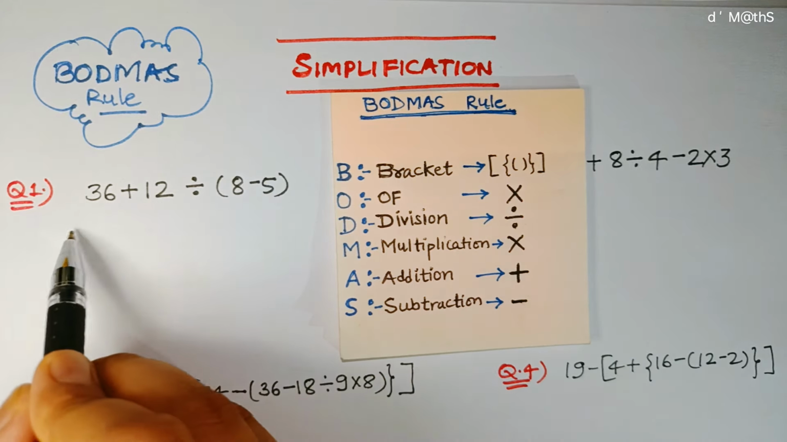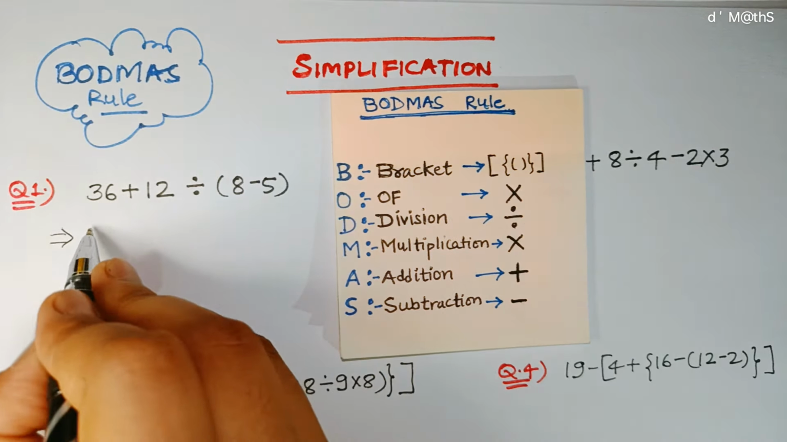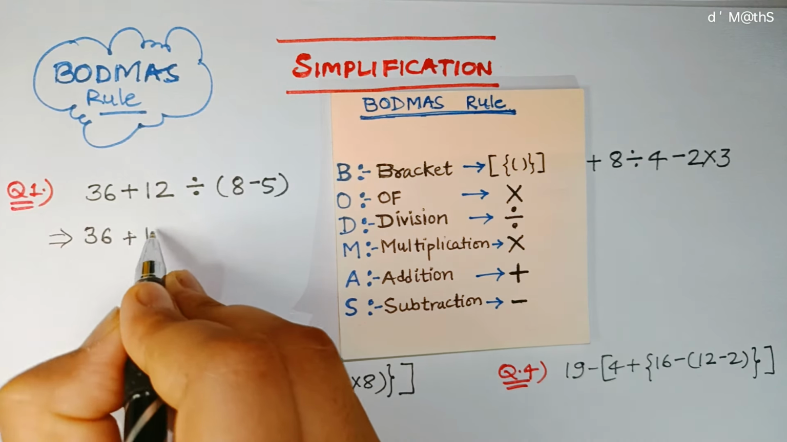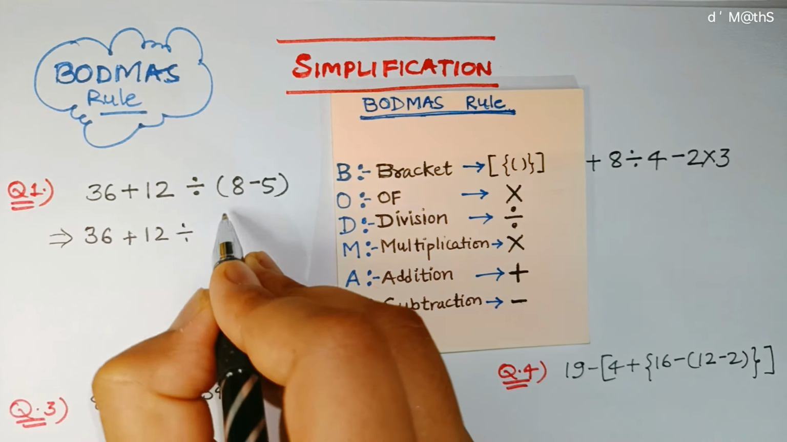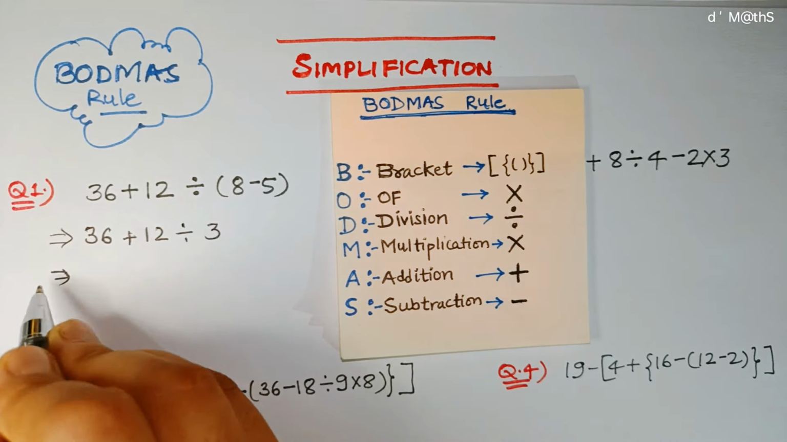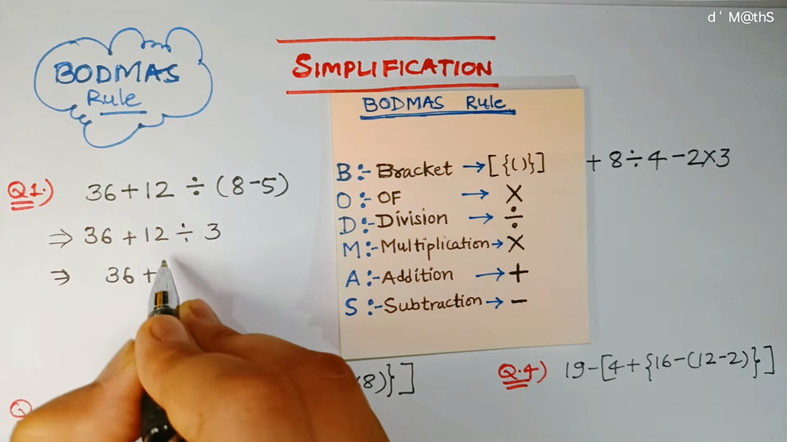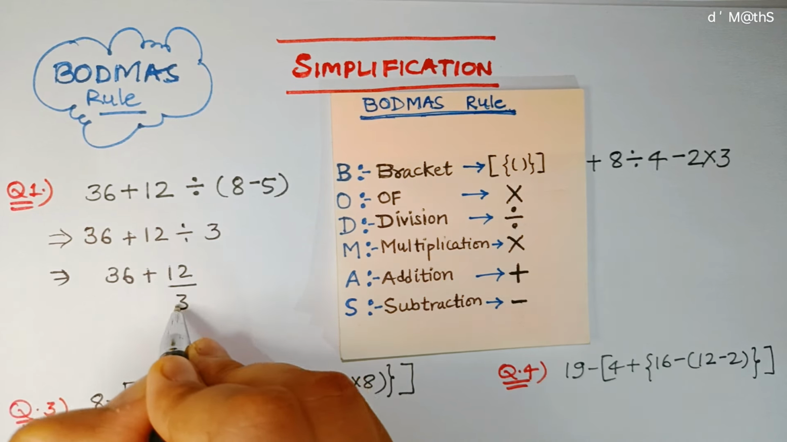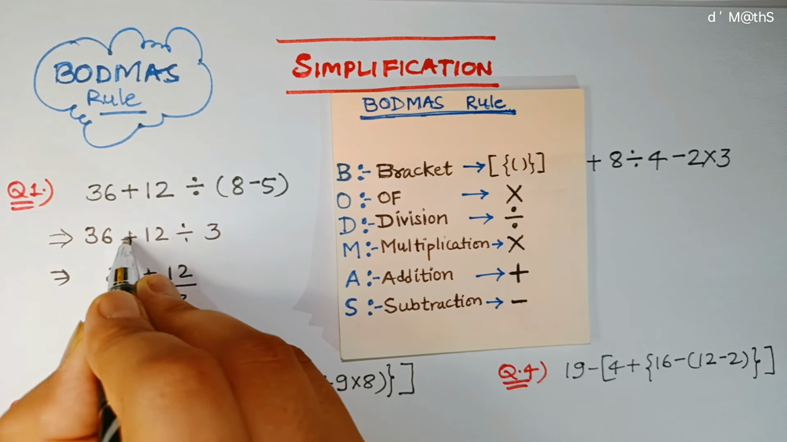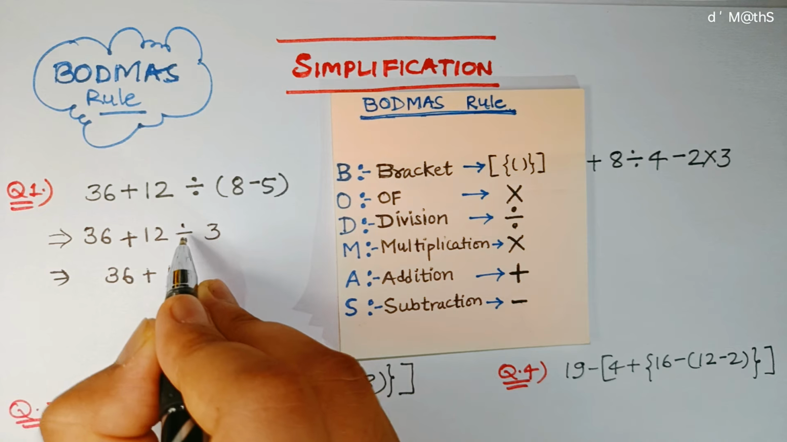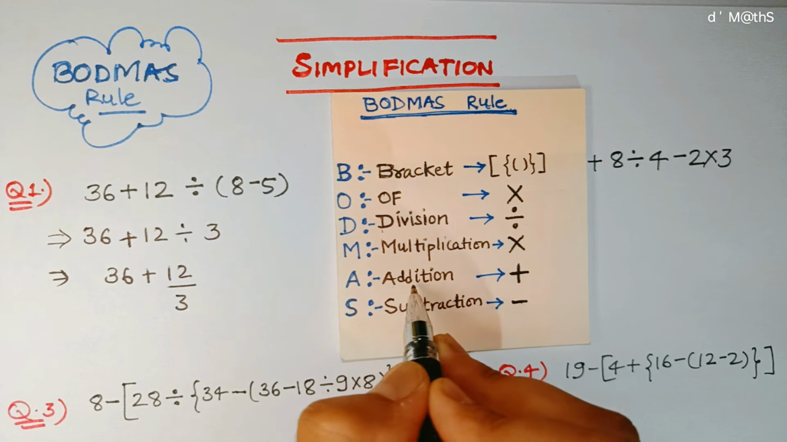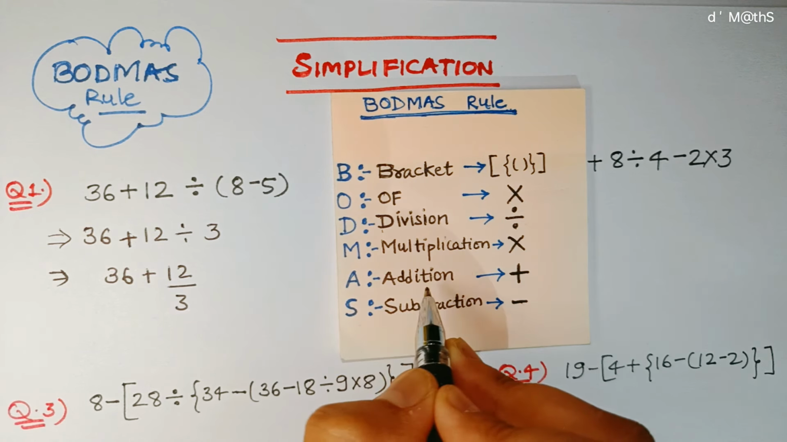So it will be 36 plus 12 divided by 8 minus 5. How much is 8 minus 5? 3. So the next step is 36 plus 12 by 3. Next you have to divide. Two operations are there, one is plus, the other is division. As per the BODMAS rule, first of all you have to divide and then add. So first division, then addition.